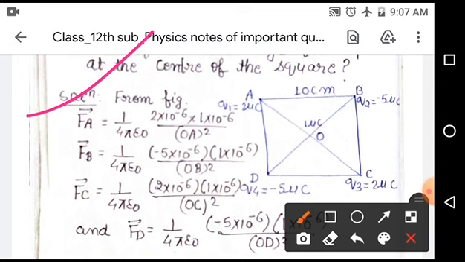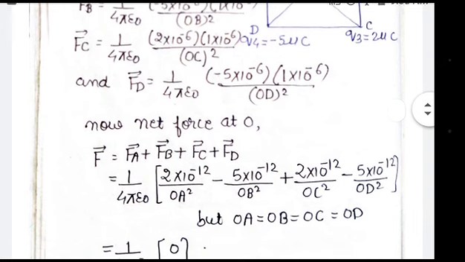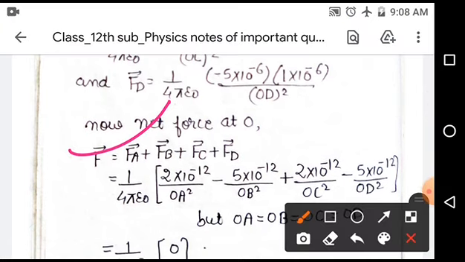In the same way, we will find FB, that means force at point B. Now FC, force at point C, and similarly FD, which is the force at point D. Now we will find the net force on the center, which will be the addition of all the forces which are working at the corners. That means FA plus FB plus FC plus FD is equal to the net force.